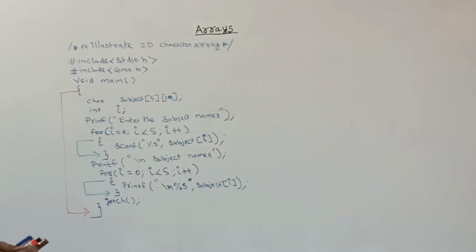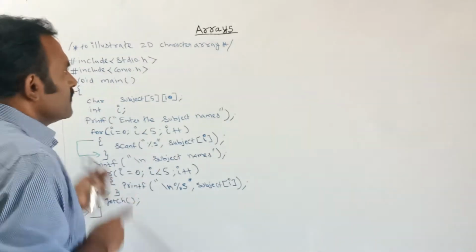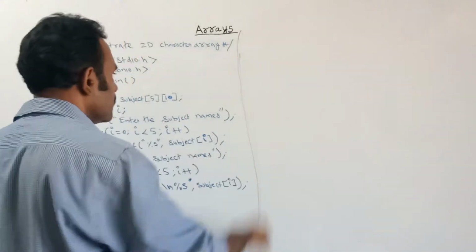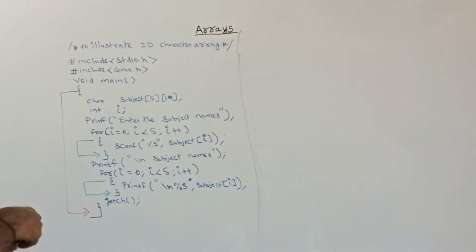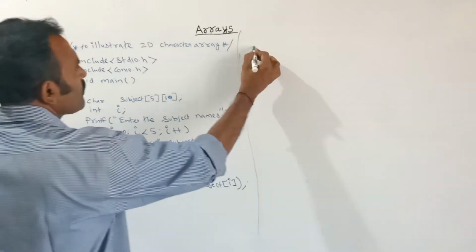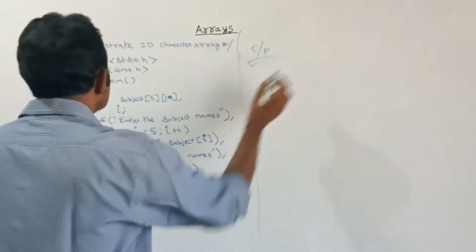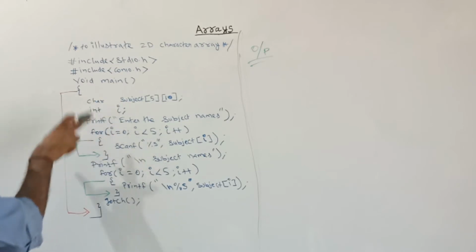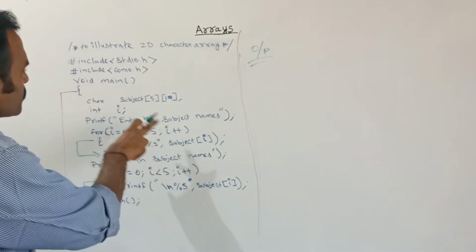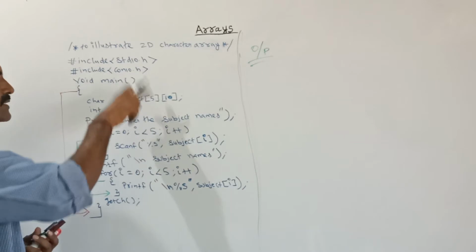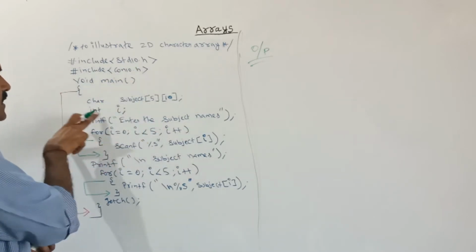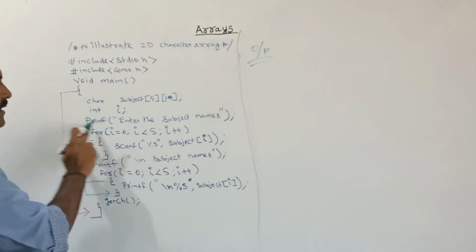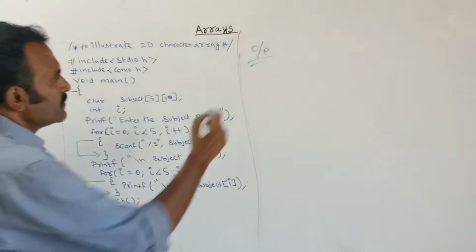See, very easy program. Here let us see the output. At very first, here I have declared totally two variables only. First variable, it is used for storing the subject name, and the second variable, it is used for the for loop. Here in this step, it asks enter the subject names.